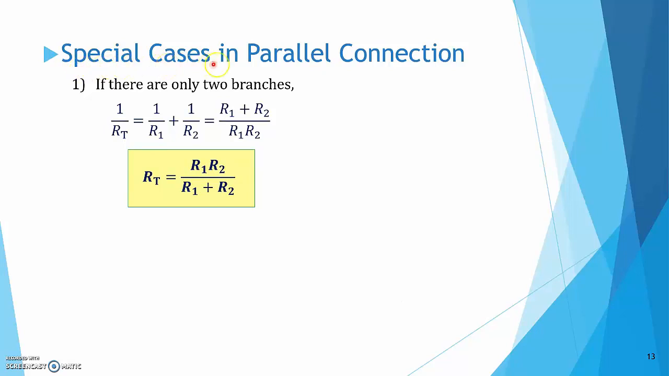Let's look at some special cases in parallel connection. When only two resistors are connected in parallel, R1 and R2, the total resistance can be calculated by this formula. Using the common denominator R1 times R2, we can rearrange this formula to be in this form. This form can be very handy because it gives us the total resistance directly, rather than the reciprocal of the total resistance.